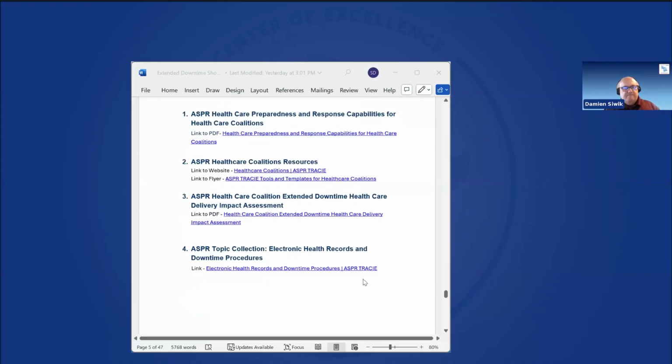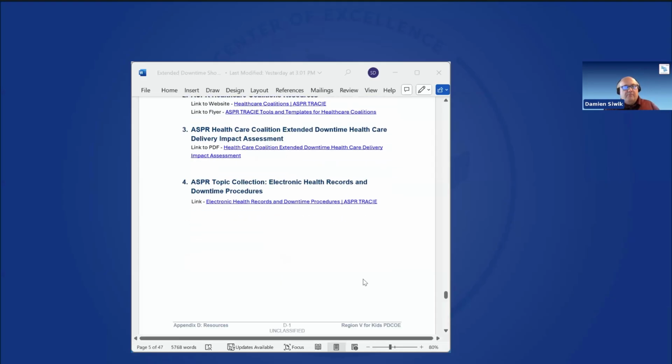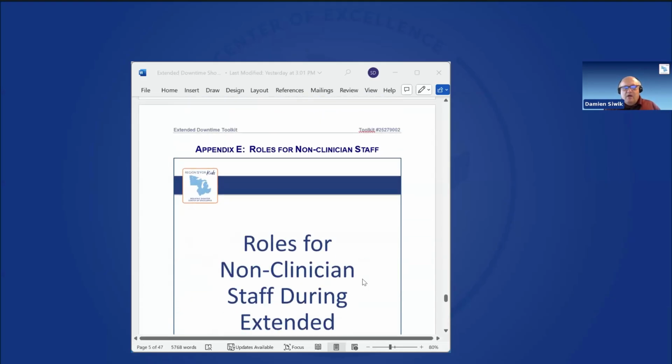The ASPR TRACIE Healthcare Coalition Extended Downtime Healthcare Delivery Impact Statement, their version of an assessment for extended downtime. And of course, there's one additional ASPR topic collection as it relates to the EHR and downtime procedures, which seem to be the previous generation thought about extended downtime. So we added that in there as a bit of a look backwards about extended downtime. I do want to take a minute and explain Appendix E.